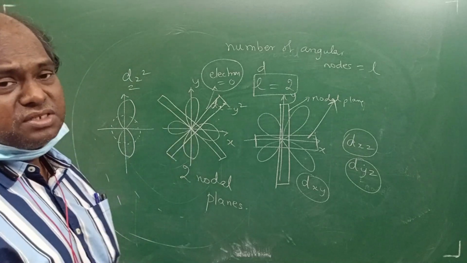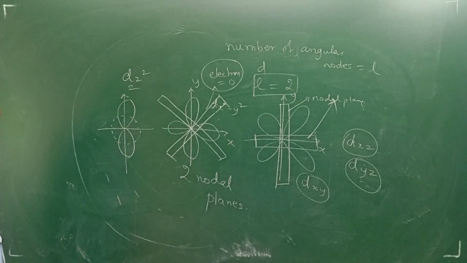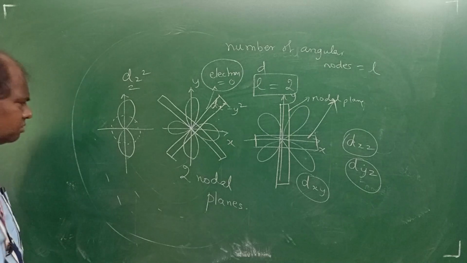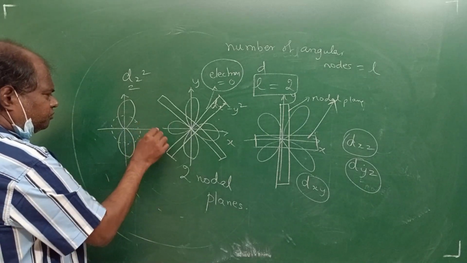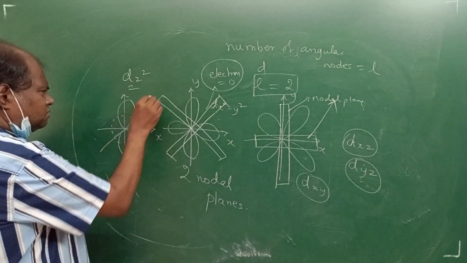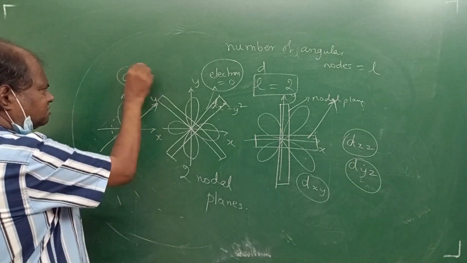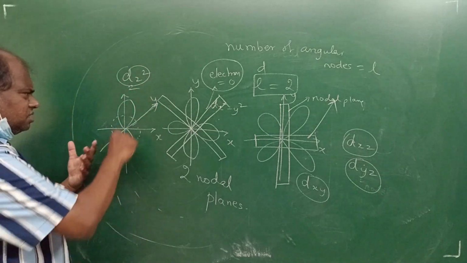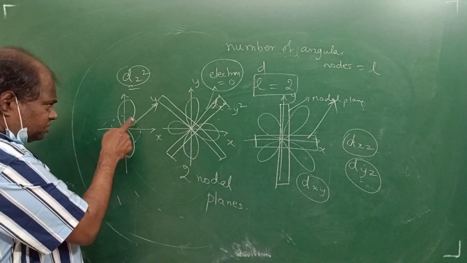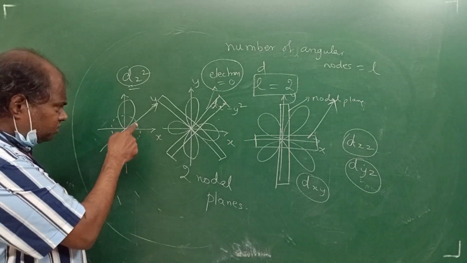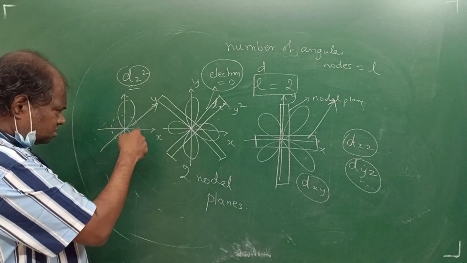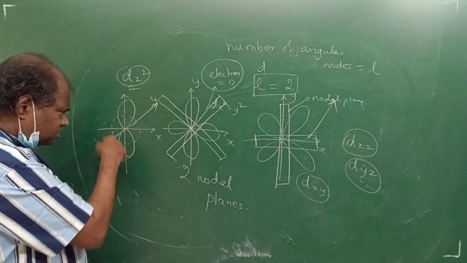Now, students, very interesting. Surprisingly, dz square doesn't have any nodal plane. Why? I'll tell you. Suppose you take this as x and this as y. This is the y axis, and this is the z axis. Now for dz square, these two lobes are along the z axis. But if you see a circle, can you see the dot dot dot? What does the dot dot dot tell you? That means the electrons are surrounding the two lobes. Lobes are there and you have got electrons surrounding the two lobes also.